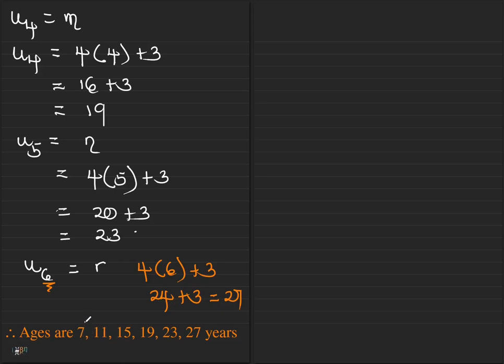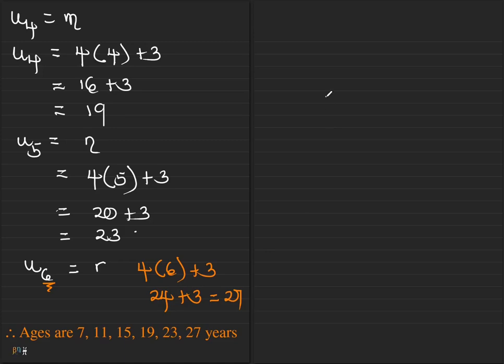11 minus 7, we said, gives us a 4. So you keep adding 4 to it. From 11 plus 4, we have 15. 15 plus 4, you have 19. 19 plus 4, you have 23. 23 plus 4, you have 27. And that would have also worked.